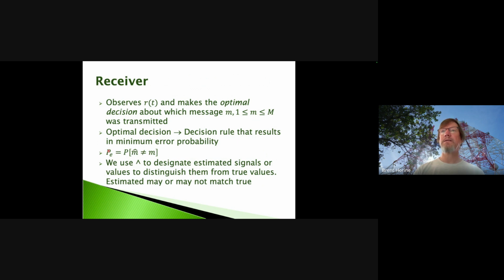So what is the probability that it was done right or done wrong? In this case, we're writing it as an error, the probability of error, and that's the probability that the estimate does not match the true value.